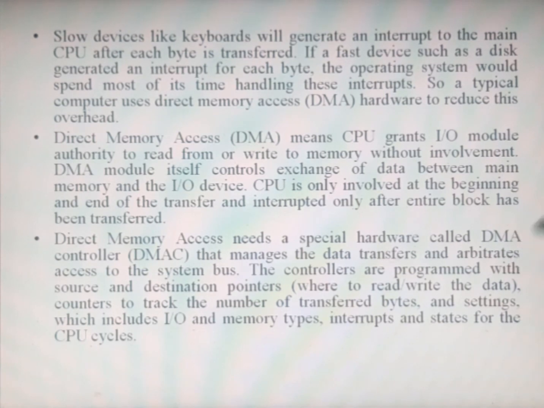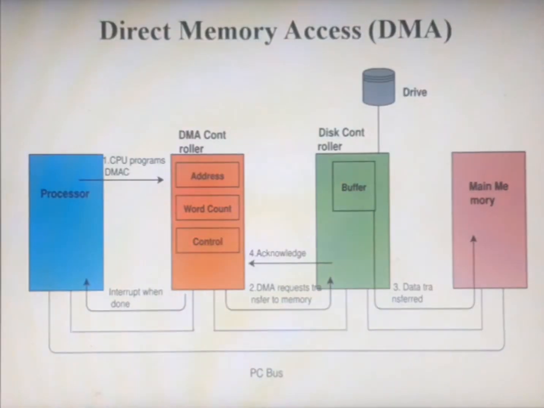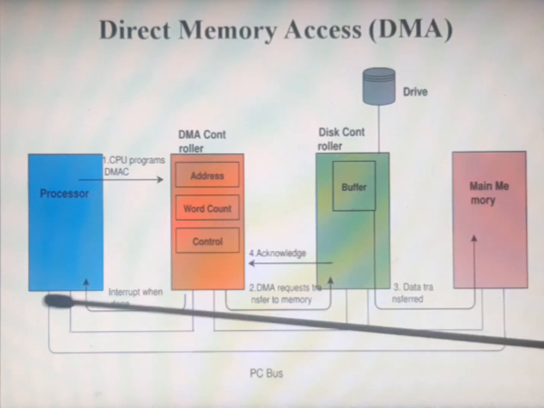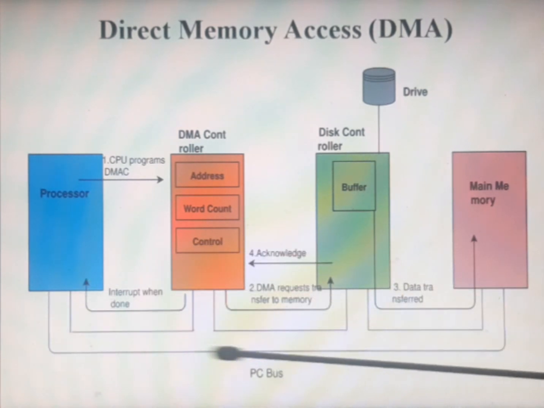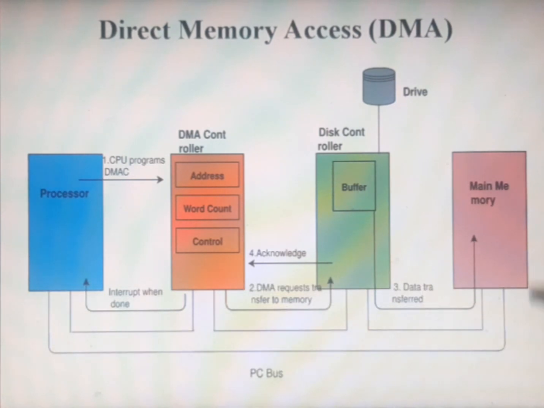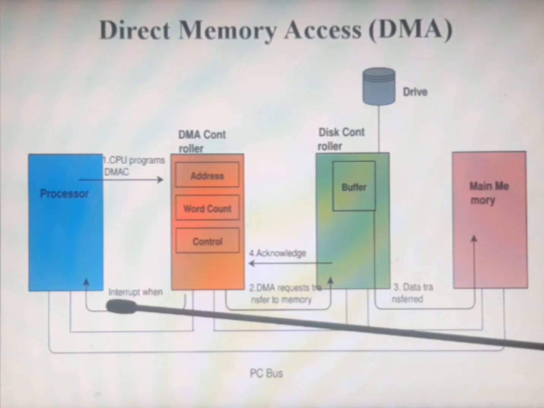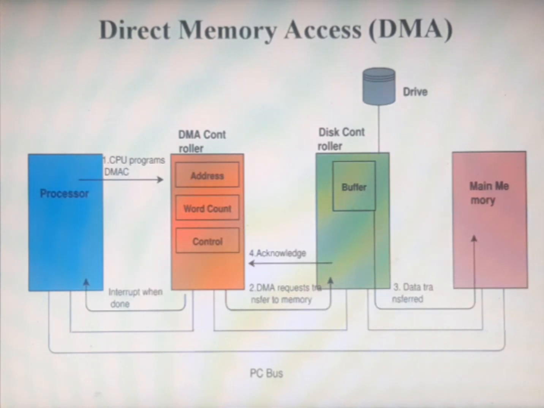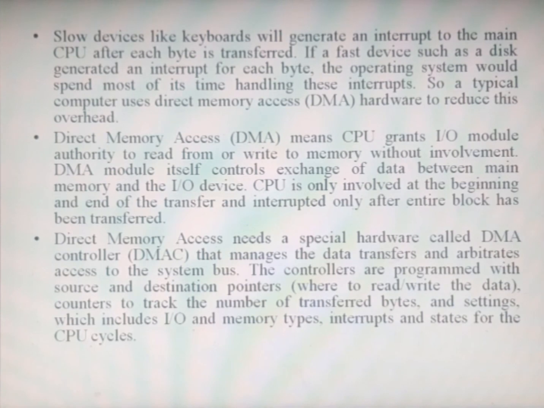You can take a screenshot of it. Here the acknowledgement to the processor is given by using a bus. After transferring the data from the drive to the memory, an interrupt will be sent to the processor, but not before. So it reduces the number of interrupts. That is the use of DMA. And this is the theory part. You can take the screenshot of it. Thank you.